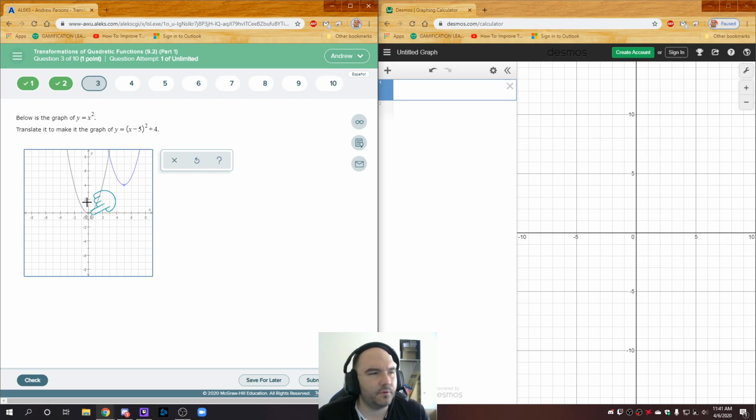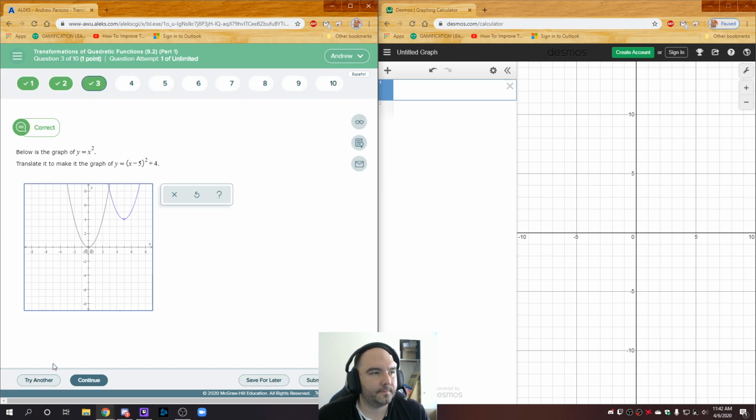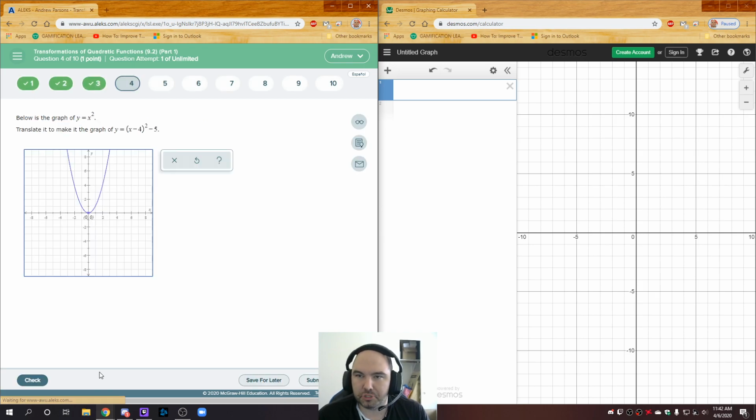And what am I moving? I'm moving all the points technically, but I was really focusing on the vertex. So I'm starting at 0, 0, and going right 5 and up 4. That's literally it. You're just moving it just a couple units. Simple as that, right? Okay, let's see another one.